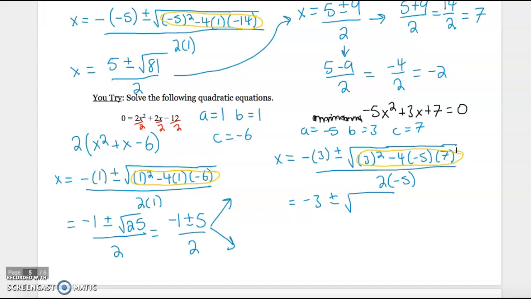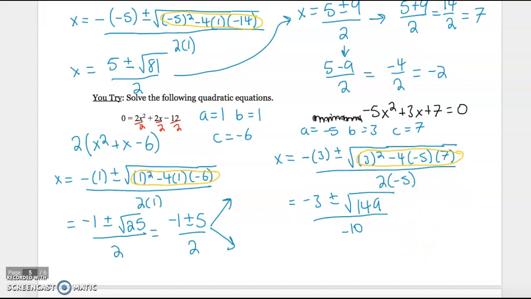Of course, you can try mental math on any of these. I highly recommend it, but I'm just going to double check because I need my video to be correct. So then we got 149. So 3 squared minus 4 times negative 5 times 7 gives me 149 all over 2 times negative 5, which is negative 10. Okay, and then the same way I tried to square root 25 over here and got 5, I try to take the square root of 149. And when I do that, I get a gross decimal. I get like 12.206, etc.